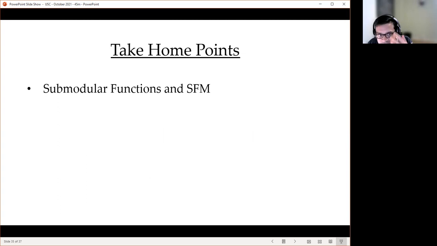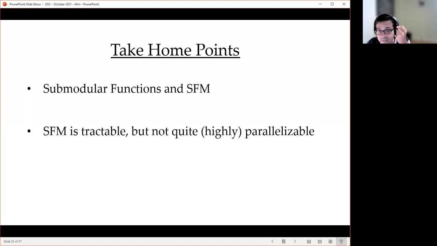If you have not heard of submodular functions before, maybe that's the most important take-home point. They're amazing objects and you can minimize them. Minimizing them is tractable, but the takeaway from our work is that it's not quite highly parallelizable. In fact, it would be very interesting to have an algorithm whose depth is actually smaller than capital N, like small o of capital N.